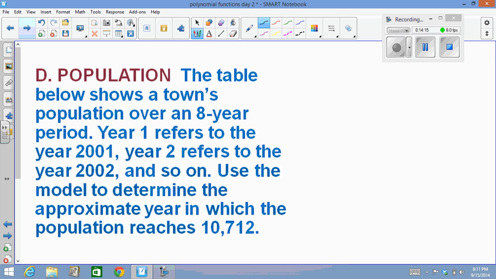But anyways, if I am trying to figure that out, what I'm going to do is in my y equals screen, I'm going to type in the value that they have, which is 10,712. And I'm going to use the calculate button to figure out where they intersect, and then that will give me my x value. You can also use trace if you'd like, but that's going to take a little bit more time.